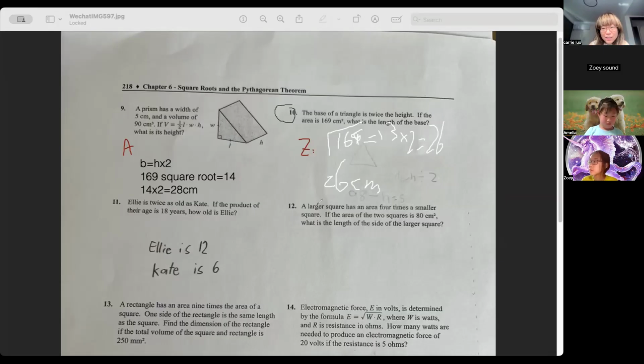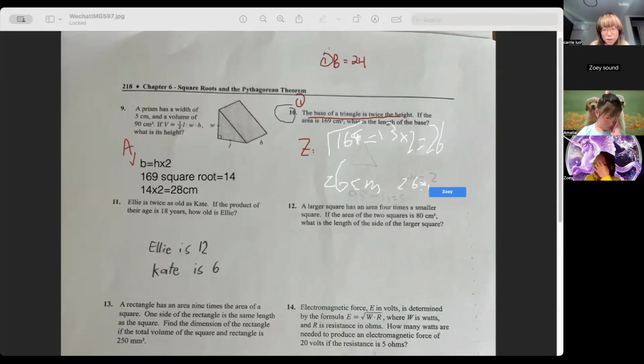Okay, so let's see. How do we do this one? The base of the triangle is twice the height. 我们看到这句话应该写成什么？The base equals 2 times height. Right? When we see this sentence, you should have this one, right? If the area is 169, so let me just remind all of you how to calculate. Very good. Okay, 这个 Amelia 做的比 Zoe 好.